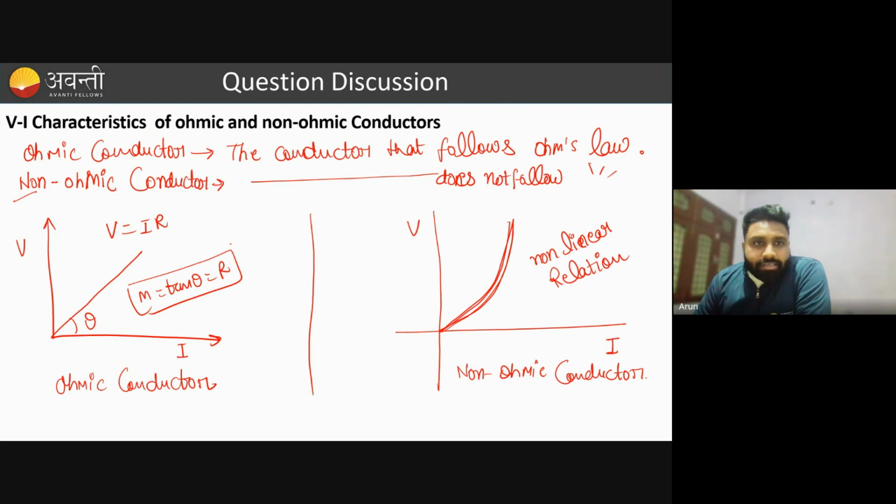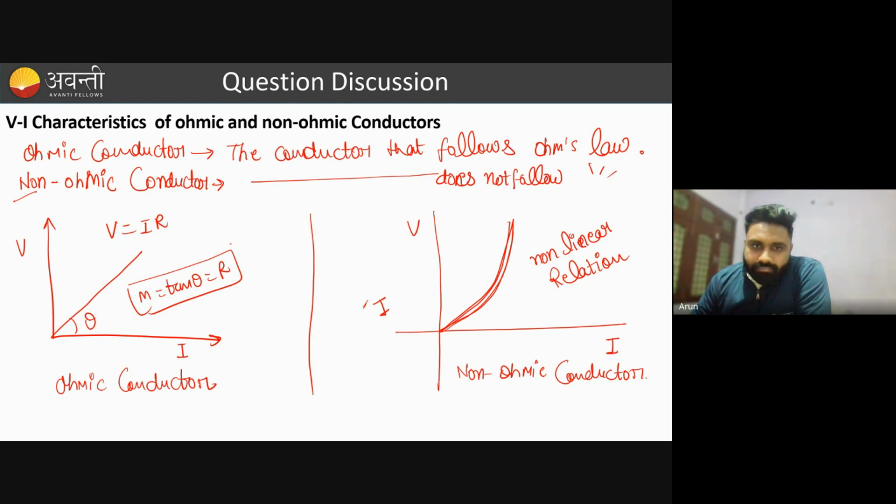One thing you should note: if you increase the temperature of an ohmic conductor, it will also start disobeying Ohm's law, which means it starts acting as a non-ohmic conductor with the increase in resistance. Got it? And what is that kind of conductor called? Although I have revealed the name, it is called a semiconductor. I have taught you about semiconductors; they will follow this kind of relationship. We have seen this VI characteristic before. This is called the cutoff voltage or knee voltage.